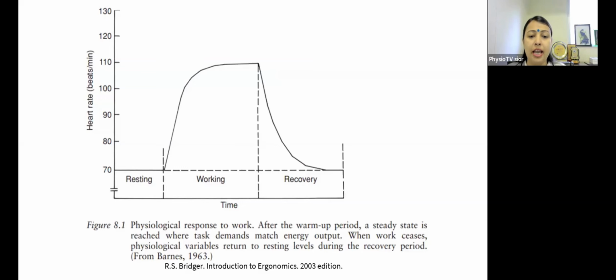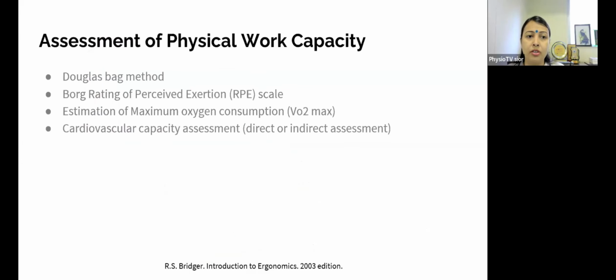It can be exercise, it can be work. So what happens is after the initial period of the work, if it falls under heavy work, then after the warm-up period, there is a steady state which is reached where task demands match energy output. And when work ceases, when the worker stops the work, the physiological variables are supposed to return to resting levels. This graph holds true for work which increases your heart rate on a daily basis, which is where manual material handling or heavy work is in the picture.